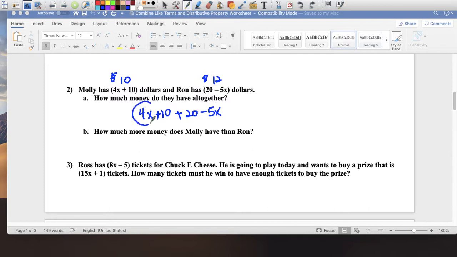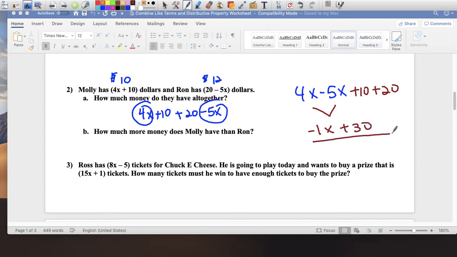I can combine like terms, these two. So it's 4x minus 5x. And then in the other color, I'm going to have plus 10 plus 20. Well, this is negative 1x, right? Negative 1x. And 10 plus 20 is plus 30. Better written would be negative x plus 30. That would be nicer. So that's how much money they have altogether, right? This much money.